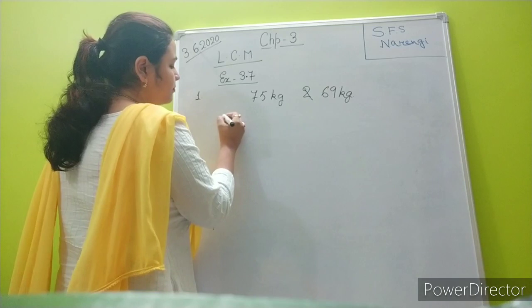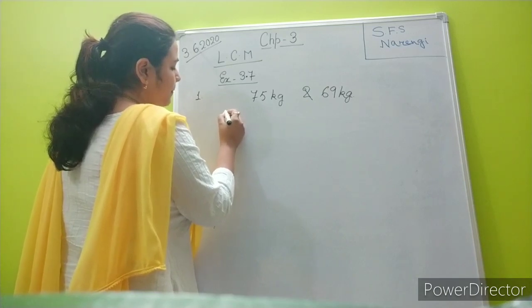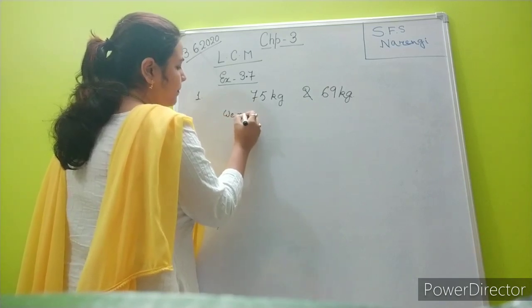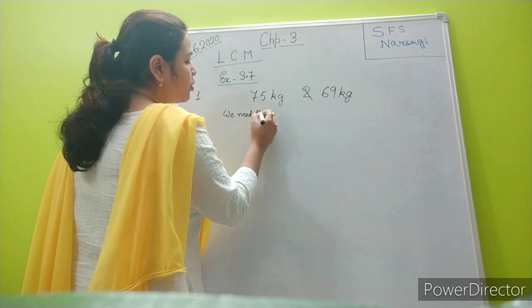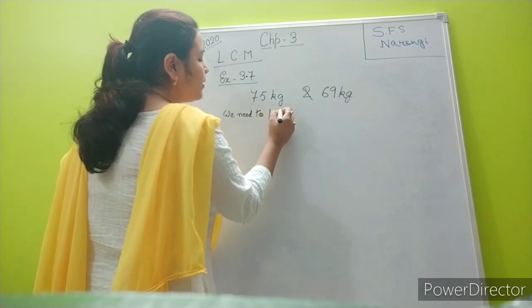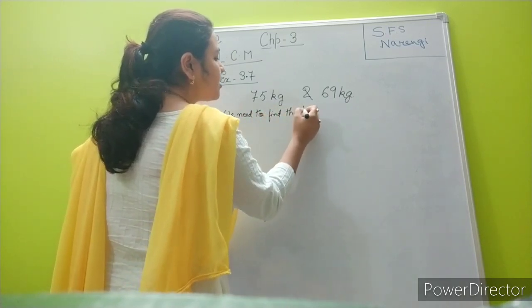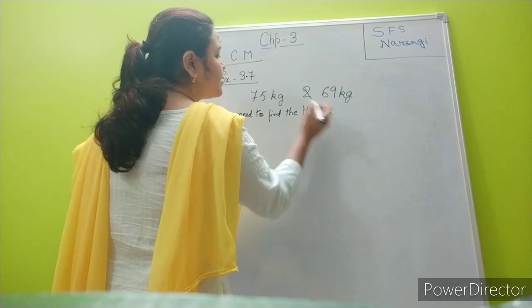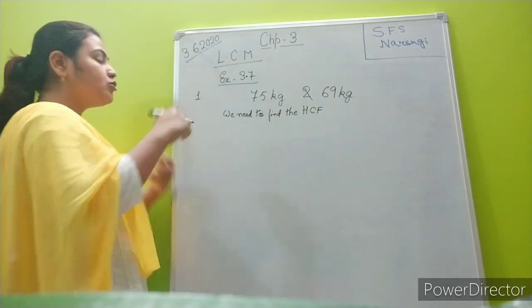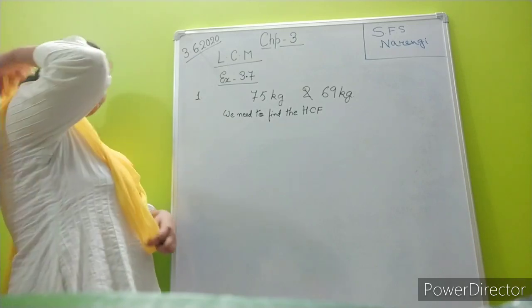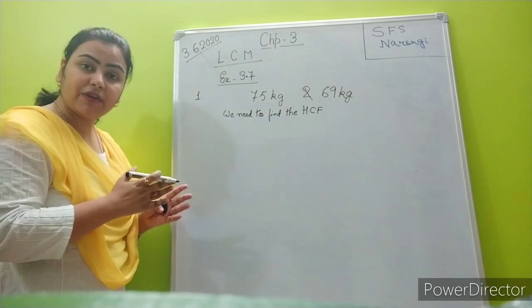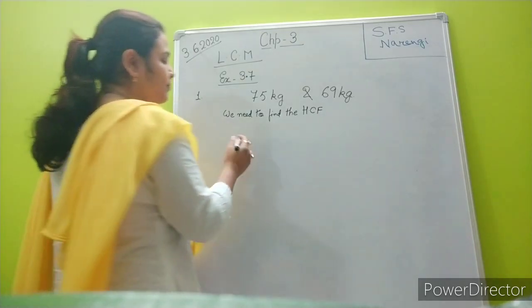We need to find the HCF. Okay. So what HCF we have to find? We have to find the HCF of 75 kg and 69 kg.